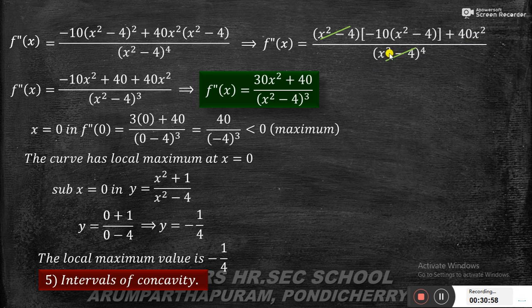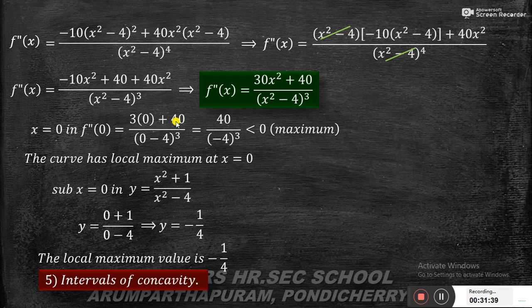Next, x square minus 4 cancels. The denominator becomes (x square minus 4) whole cube, because one factor is cancelled. The numerator is minus 10 into (x square minus 4) plus 40 x square, which is minus 10 x square plus 40 plus 40 x square. So f double dash of x equal to (30 x square plus 40) by (x square minus 4) whole cube.